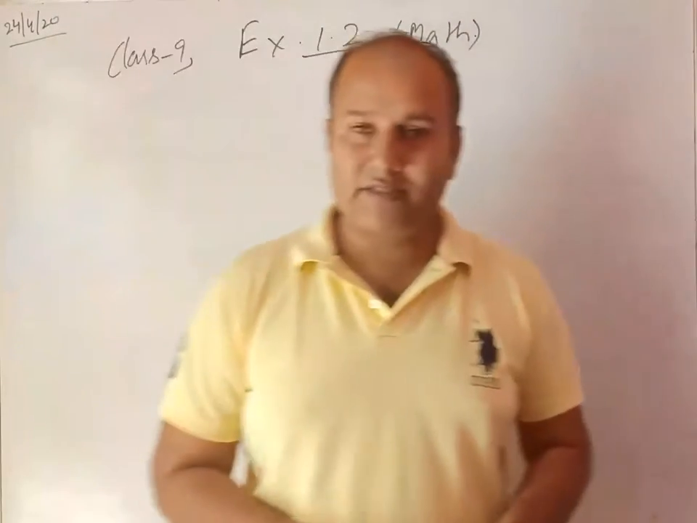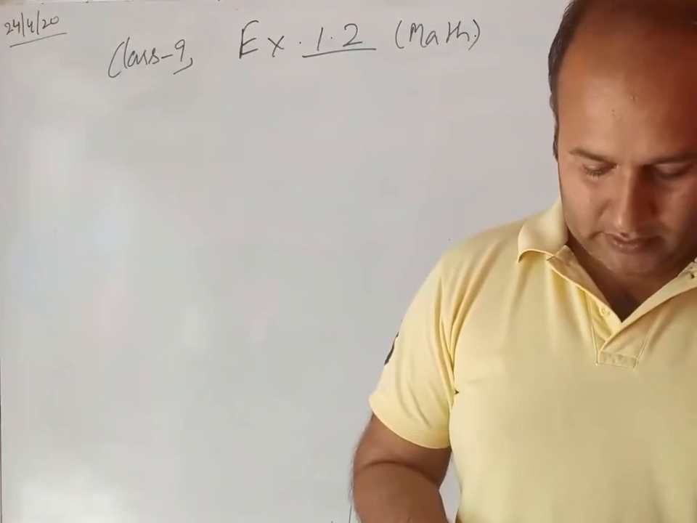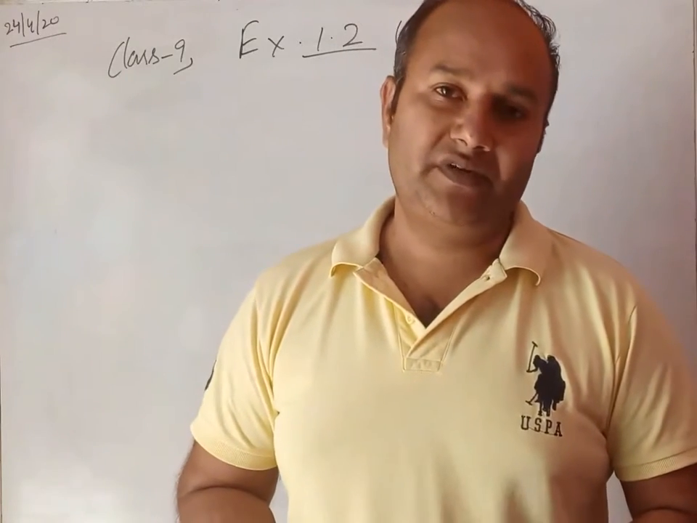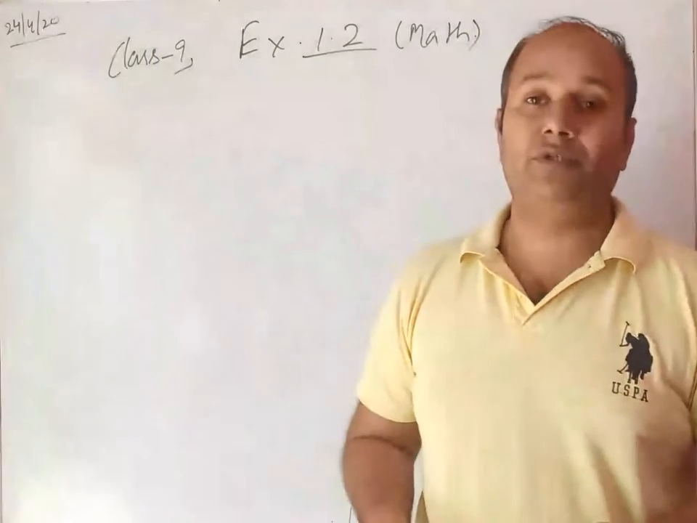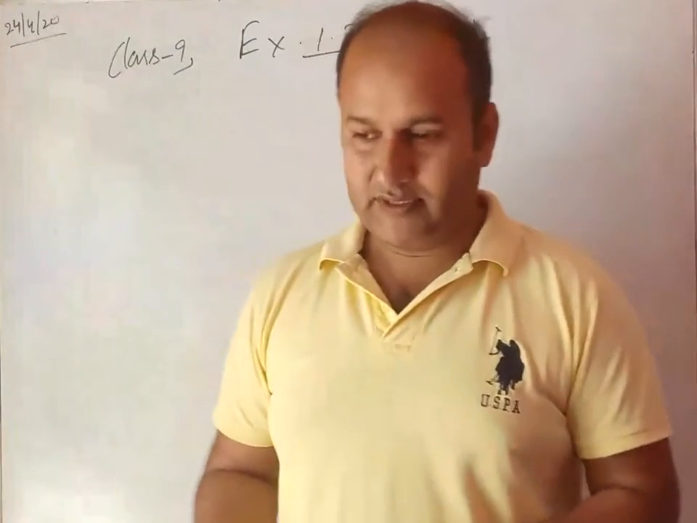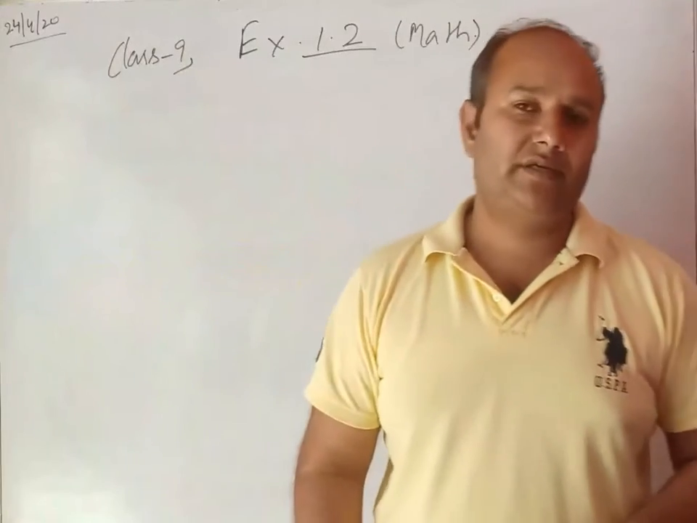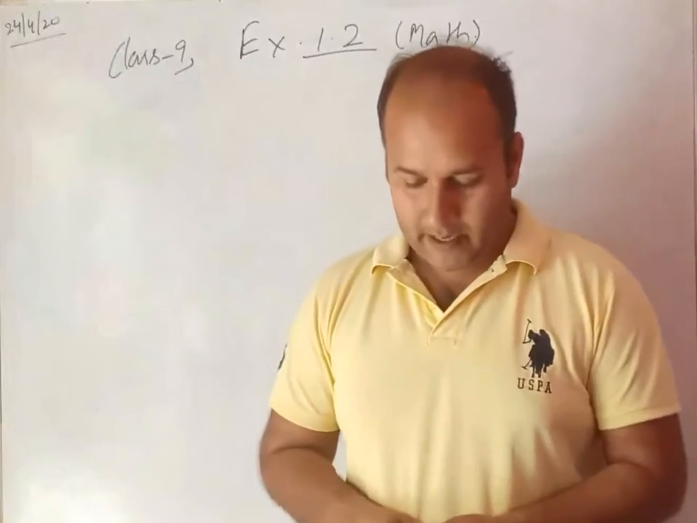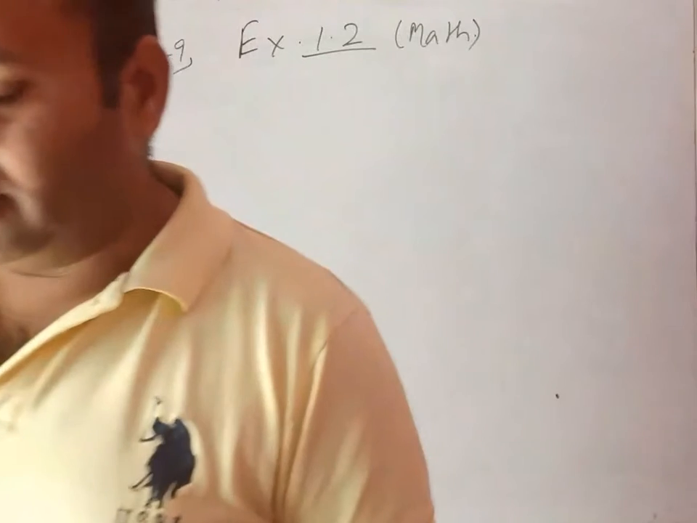So today we are gonna discuss exercise 1.2, class 9 mathematics. We already have discussed what the differences are between rational and irrational numbers and how we can represent root 2 and root 3 on the number line. This is all the basis for the exercise. If you have not seen the previous videos, please watch them and then come to this video.